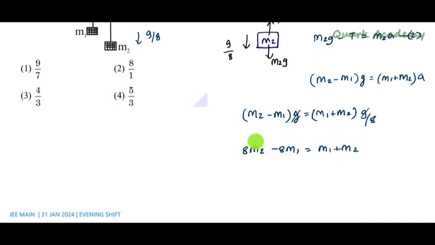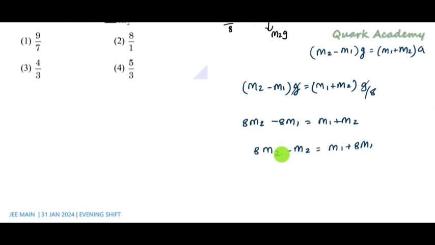So we'll keep m2 one side and m1 other side. So 8m2 minus m2, which is equal to m1 plus 8m1. So we get 7m2 equal to 9m1. So m1 by m2 will become 7 by 9.